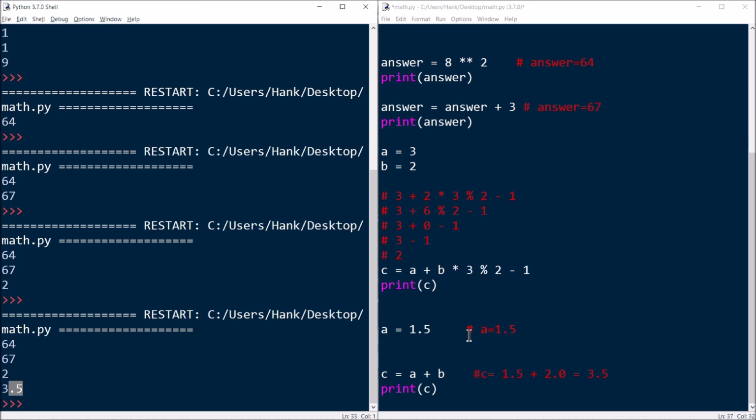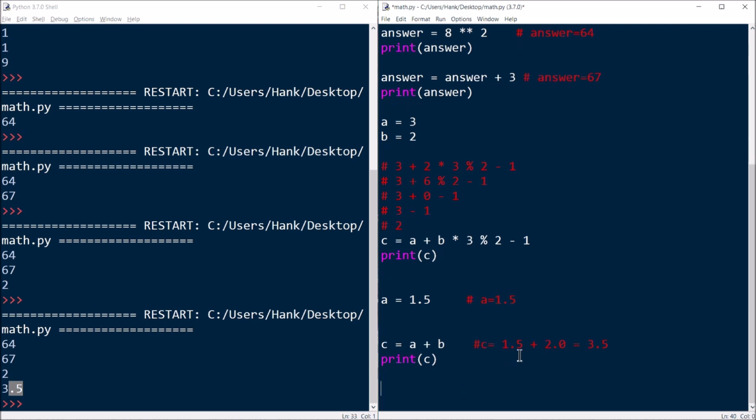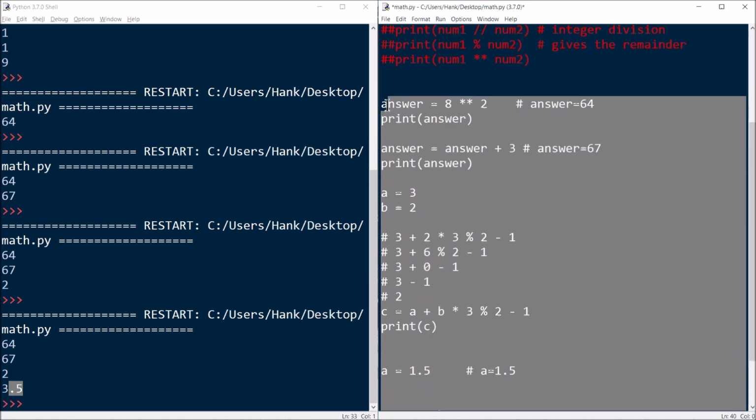Okay. So that's basically it, right? And you can make your arithmetic expressions as complex as you need them to be. So let's say that I wanted to, I'll go ahead and comment all this stuff out, just to get it out of the way.